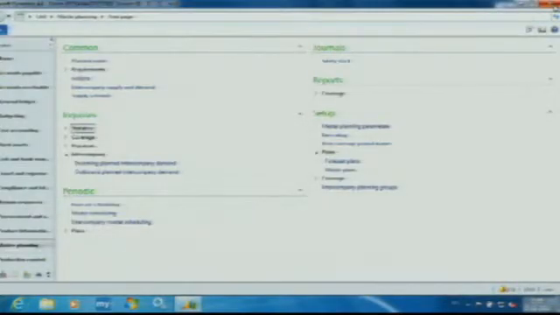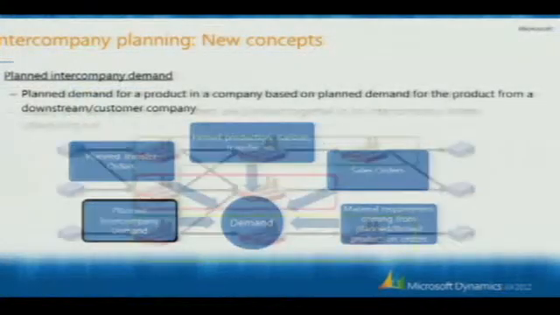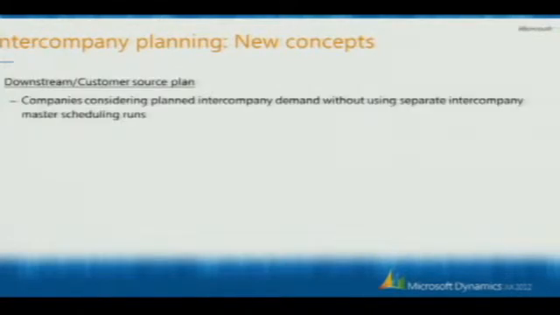And finally, our third core concept is the downstream source plan. This is very useful because it allows you to pick up planned intercompany demand without running a full intercompany plan. You just do a regular master plan in your company, and all the planned demand that you have registered gets picked up. I will show you. I see you don't really understand this, so we go to AX. It will be more clear.